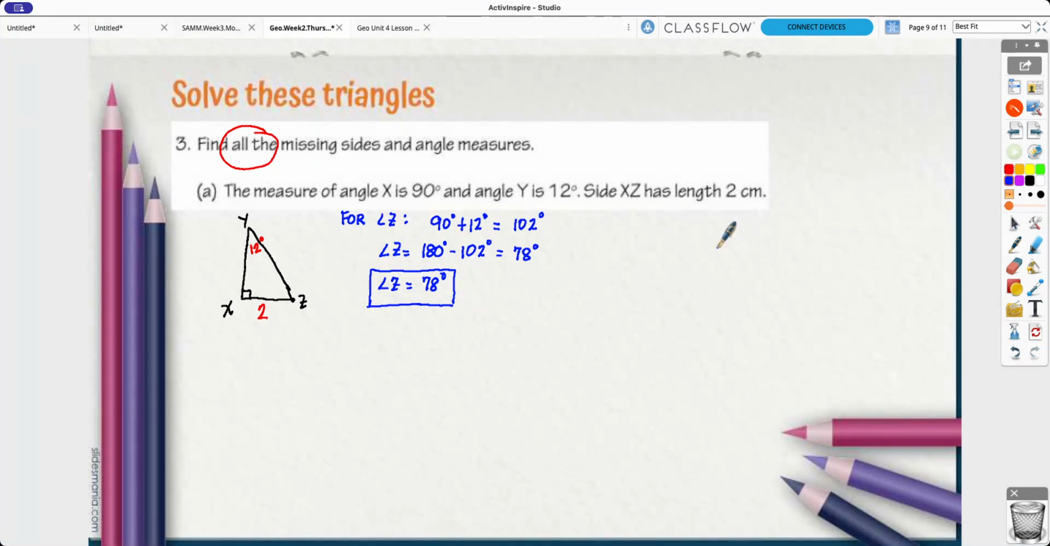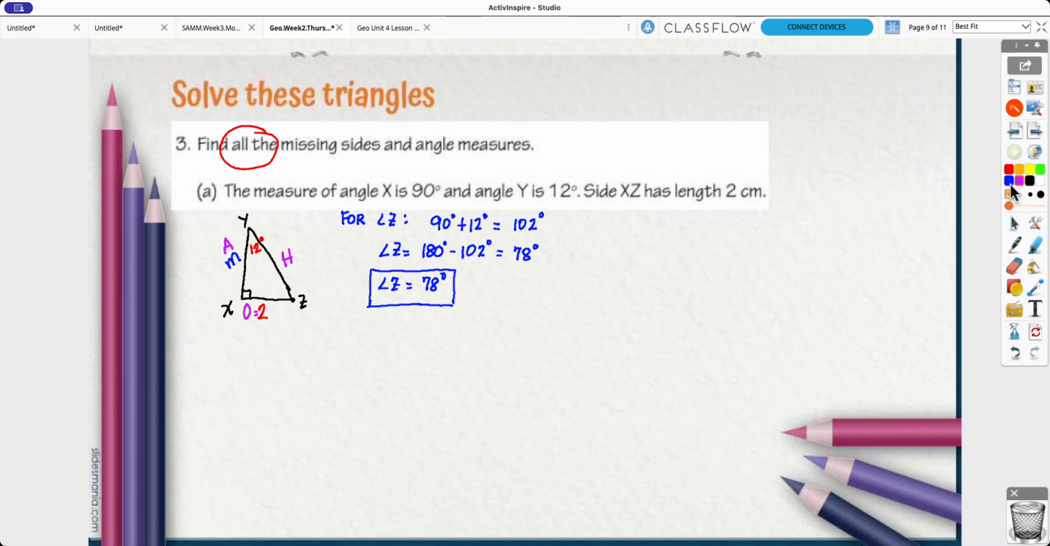Okay. Now, we're missing side YX. So say YX is, let's say, a letter M. Okay, so we're looking for M, right? Now, let's take a look at the sides in relation to the 12 degree angle. Let me use a different color. So 2 is the opposite side, right, of 12. This is our hypotenuse, and M is our adjacent side.